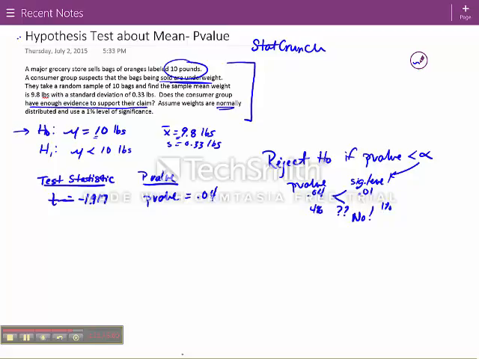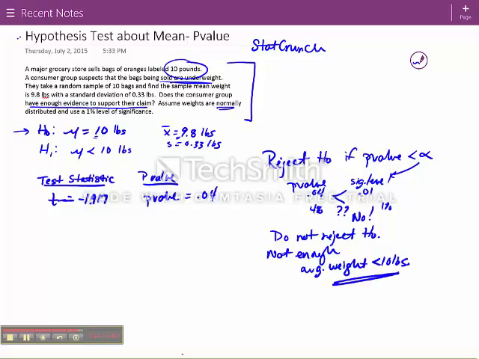So our p-value is not less than alpha, so we do not reject the null hypothesis, and we conclude that there is not enough evidence to say that the bags are on average underweight, or less than 10 pounds. So they might have a sample of 10 that's under 10 pounds, but that's not enough evidence to say that the mean weight is less than 10 pounds in the population.